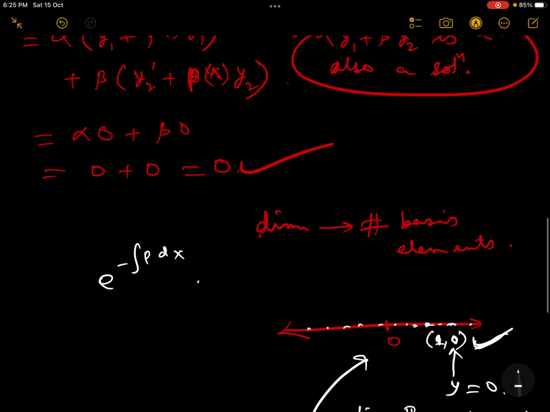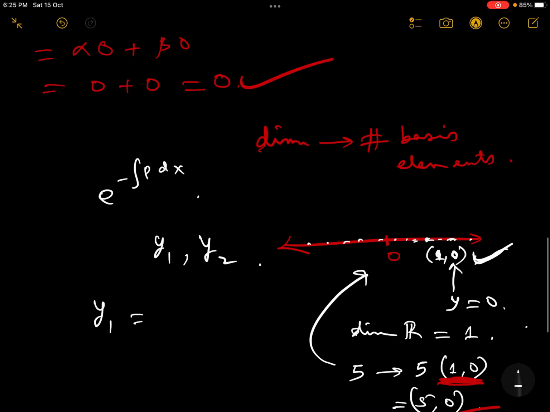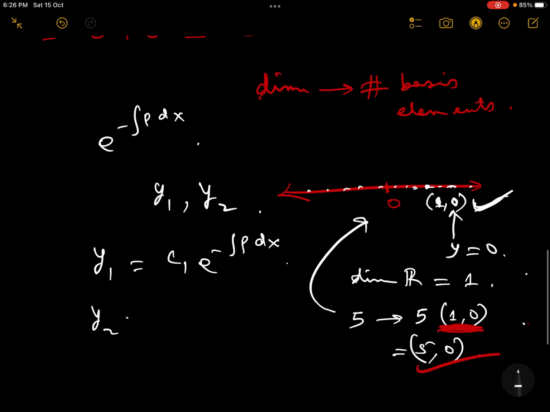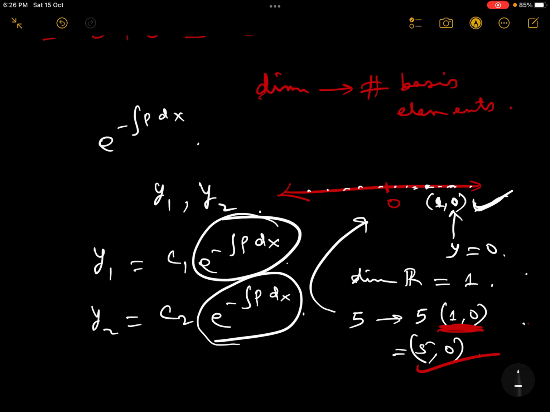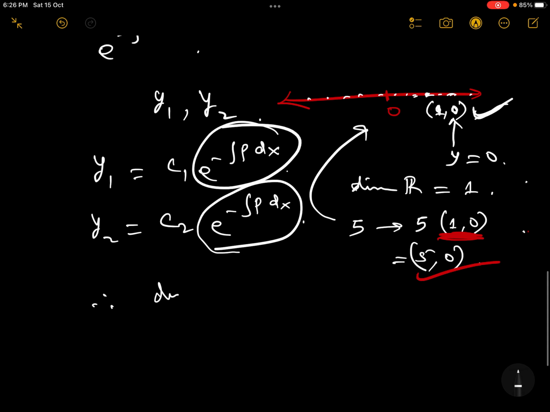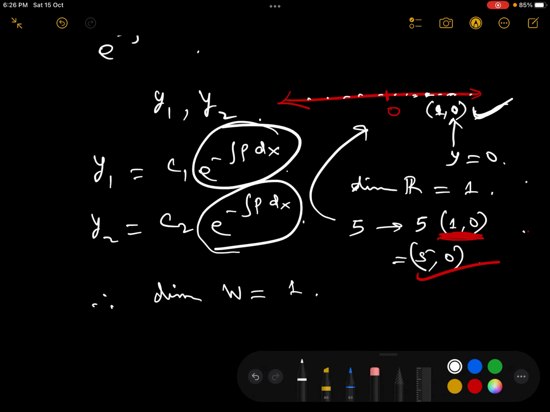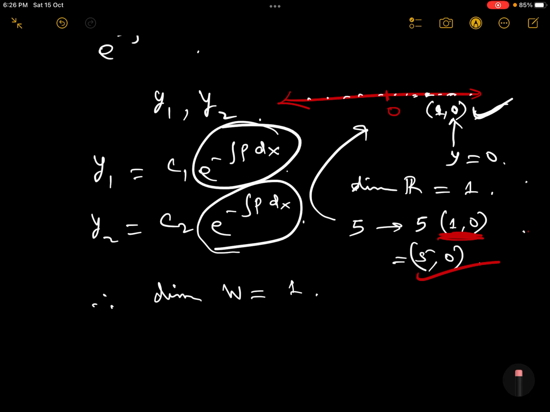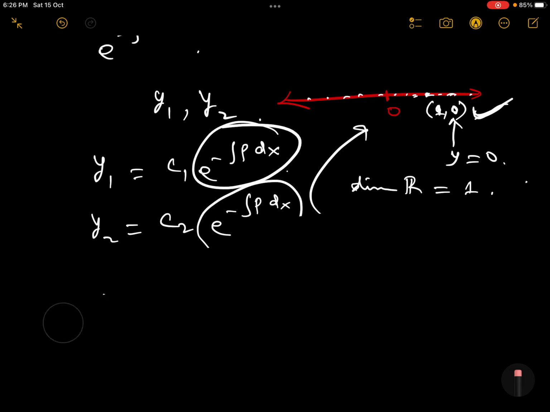See, we took y1, y2 also. This y1 can be written as something like c1 e power minus p dx, and y2 can be written as c2 e power minus p dx. So this single vector is playing the role of basis. Therefore, dimension of W equals 1. Okay, this much I can tell you, since it is not a linear algebra class. Don't worry, if you still have a doubt, you can learn from linear algebra again.